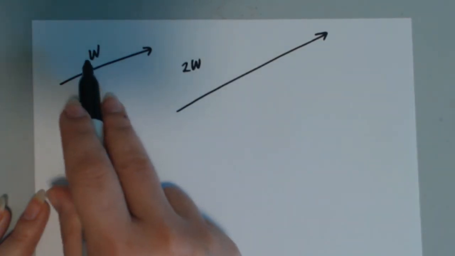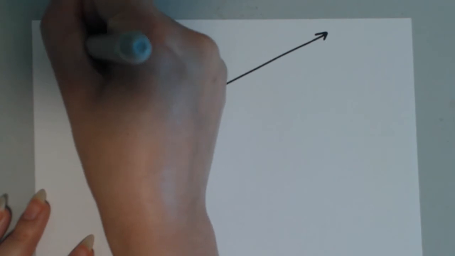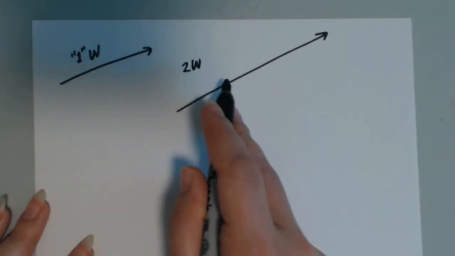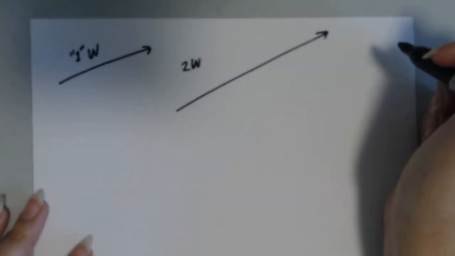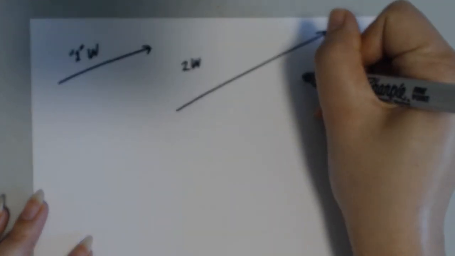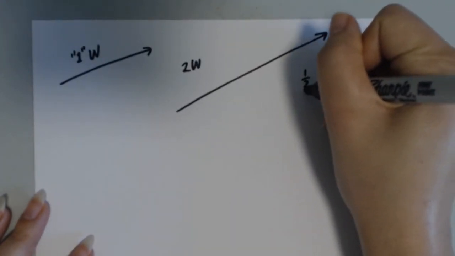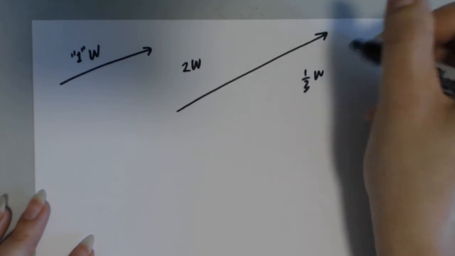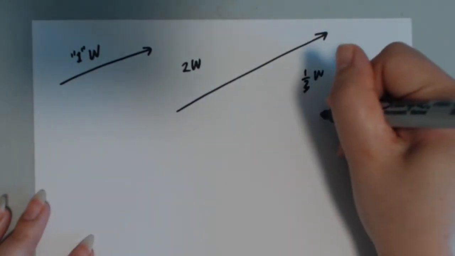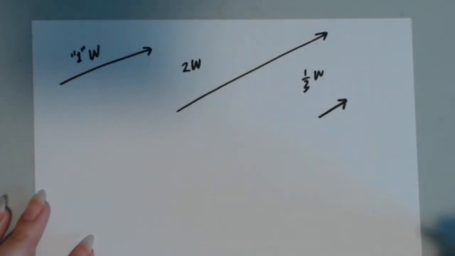But that scalar multiple doesn't just have to be bigger than the original number. Even though there's no number written here, you know that technically there's a number 1. So this is 1 of itself. This is double of itself. I can even make it half of itself. So I can do 1/2, or let's make it 1/3. Okay, 1/3 W. So it's going to be 1/3 the original length. So it looks something like this.